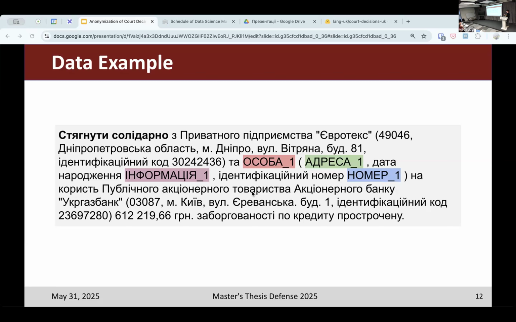There is also information and number entities. And these are a type of ambiguous entities. For example, under information, you can expect an organization name, dates, email, website, like basically anything. So you have to guess based on the context what is behind this entity. The same is for number. It can be any other number, for example, identification number, phone number, car license plate, and so on.